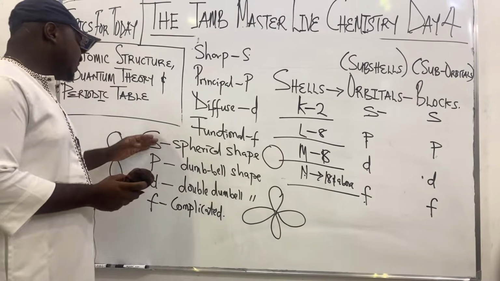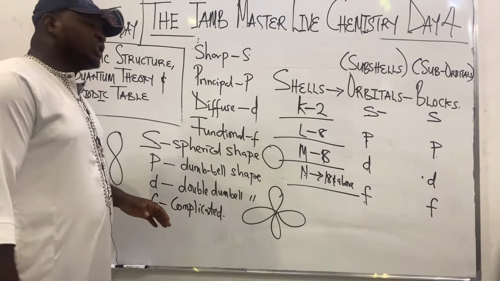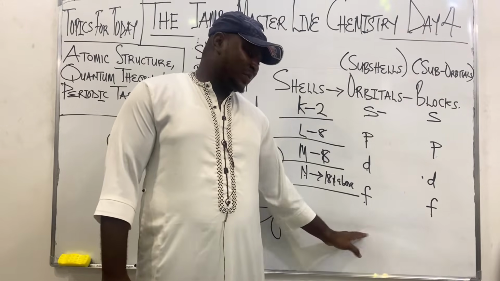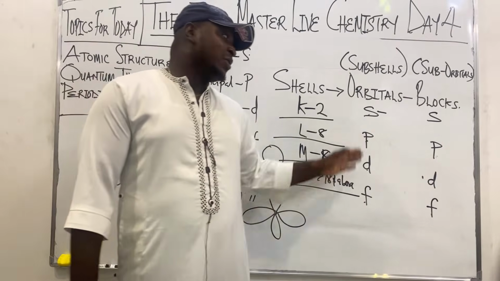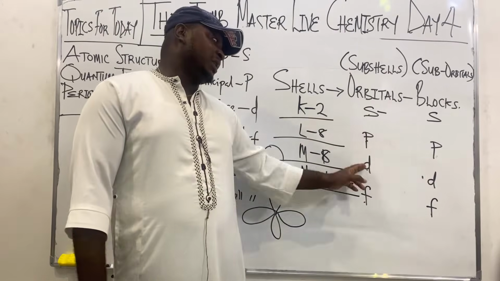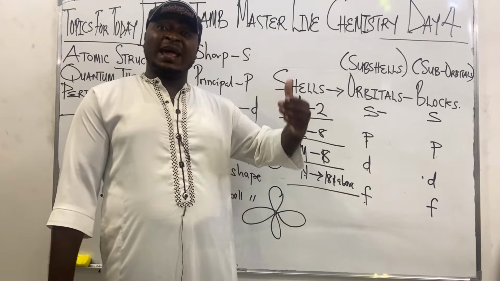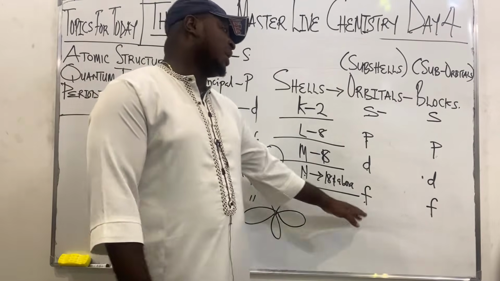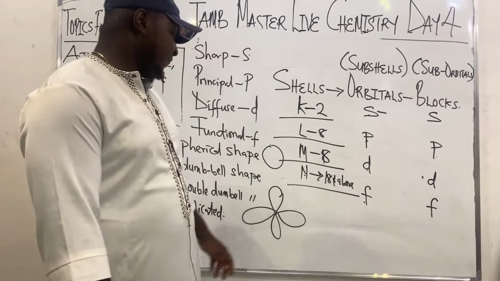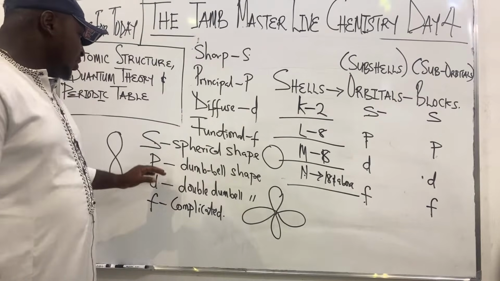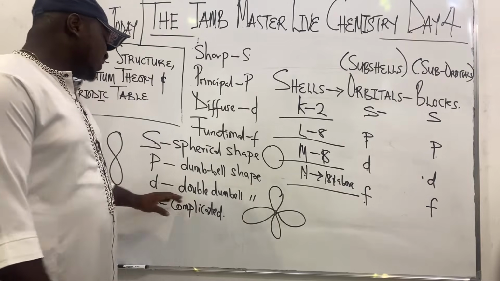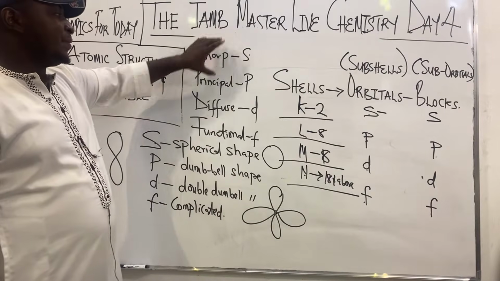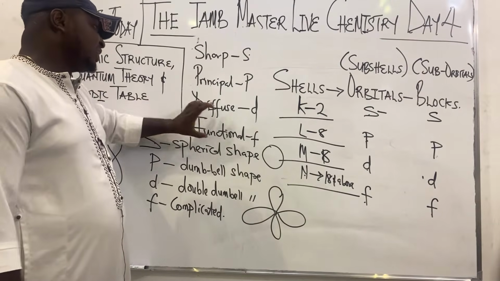These are the 4 orbitals in chemistry. Of course, when you get to university level, there's a 5th orbital called the g orbital. But that's for my university students, not for you. For JAMB, O level, and A level, we are told to just teach you s, p, d, f. Knowledge evolves as you go higher, but nobody will ask you about the g orbital in JAMB. So s orbital is spherical, p orbital is a dumbbell shape, the d orbital is a double dumbbell shape, f is complicated. And their names: s is sharp, p is principal, d is diffuse, f is functional.